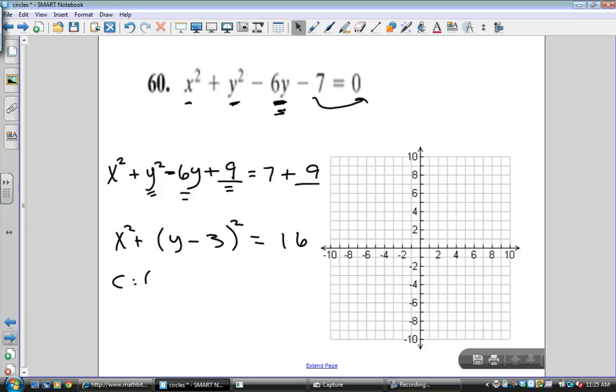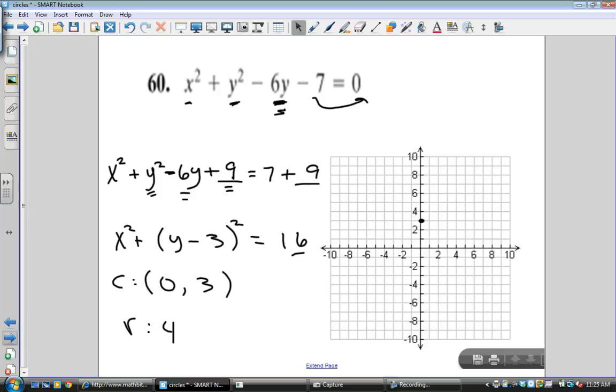So that means the center is going to be 0, 3. And now my radius is not going to be 16. 16 is the radius squared, so the radius would be 4. So now I'll go 0, 3 for my center.